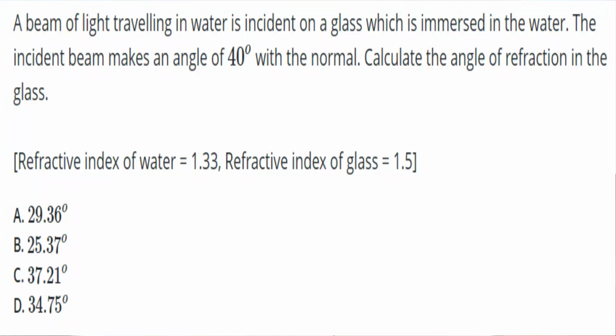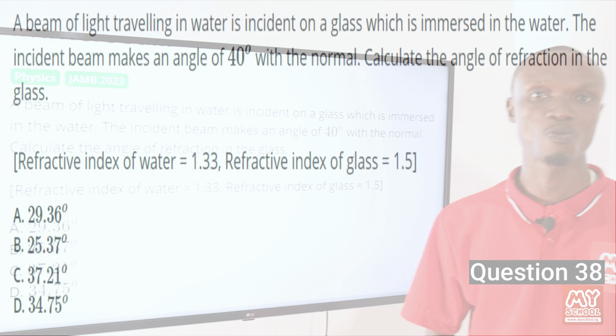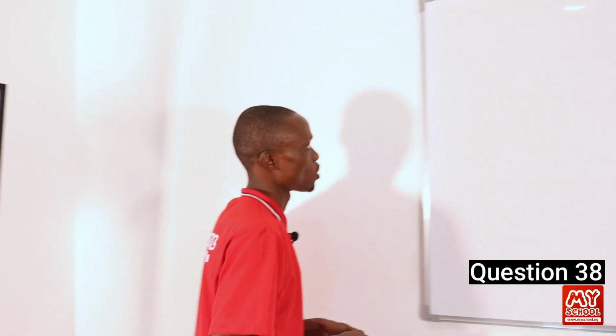Question 38. A beam of light traveling in water is incident on a glass which is immersed in the water. The incident beam makes an angle of 40 degrees with the normal. Calculate the angle of refraction in the glass. The refractive index of water is 1.33, while the refractive index of glass is 1.5. Let's move over to the board to solve that question.